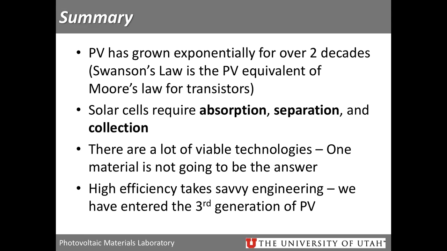So solar cells require 3 primary events. That's absorption of light to generate an electron hole pair, a separation of that electron hole pair, and then collection of the electron. So there are a lot of viable technologies that I've talked about. One material isn't going to be the answer to energy issues, and high efficiency takes really savvy engineering. So we've kind of entered the 3rd generation of PV where advanced engineering processes are going to start pushing efficiencies higher and higher.